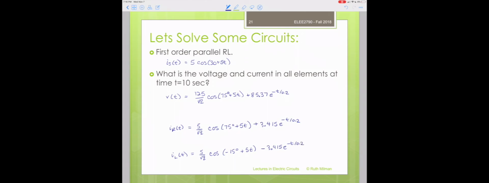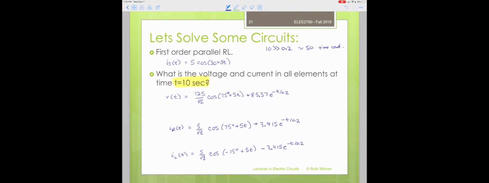Now, we're going to take a look at the time, and we're going to see that the time we're asked to evaluate is 10 seconds. Notice that 10 is much greater than 0.2. In fact, that would actually lead to 50 time constants.